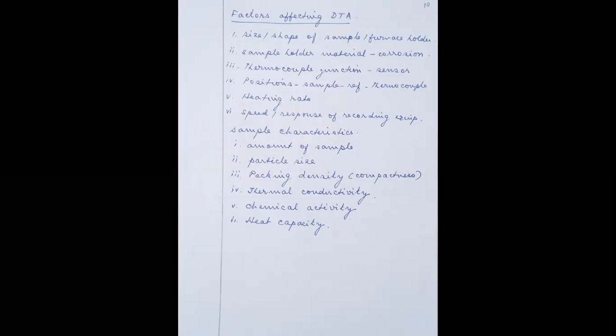And there are some 6 important factors which are pertaining to the samples taken, that is, sample characteristics. Number one, the amount of the sample. So it depends upon the amount of the sample. And secondly, it depends upon the particle size. And thirdly, it depends upon the packing density. See, why we discuss the particle size? If the particle size is very small, then the surface area is very high. If the particle size is very big, then the surface area is small.